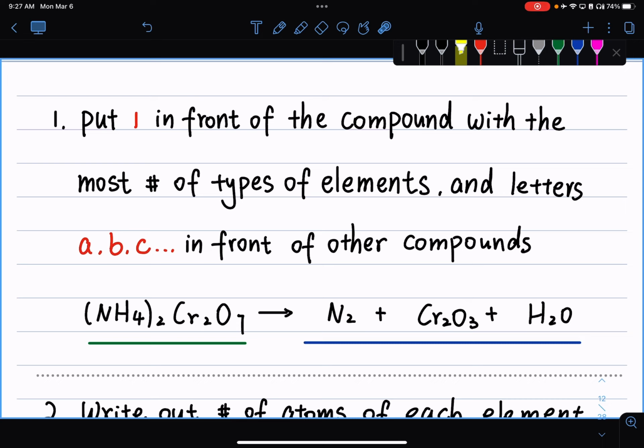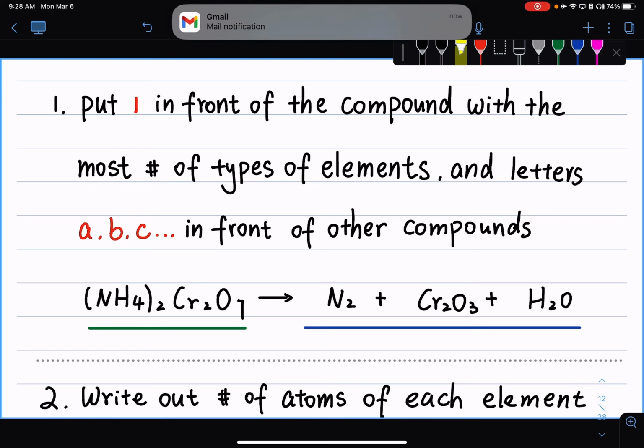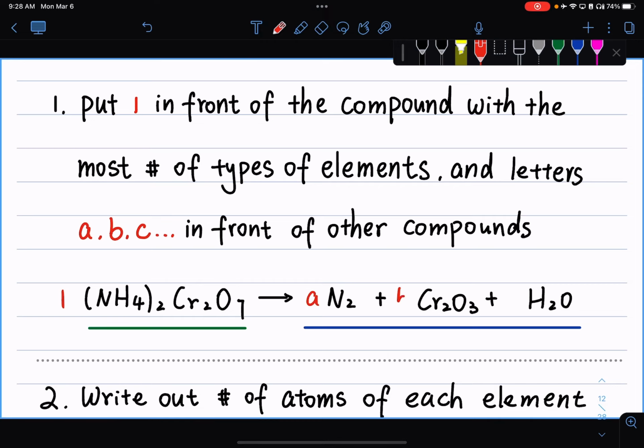This is the procedure I typically use to balance a chemical reaction. We'll use that chromium complex decomposition reaction as an example. First step, you put a 1 in front of the compound with the most types of elements. We're looking for the most complicated compound, if you like, and we put a 1 in front of it. We put letters A, B, and C in front of the other compounds. So far, so good. Next step, building up the matrix that helps us solve for A, B, and C.